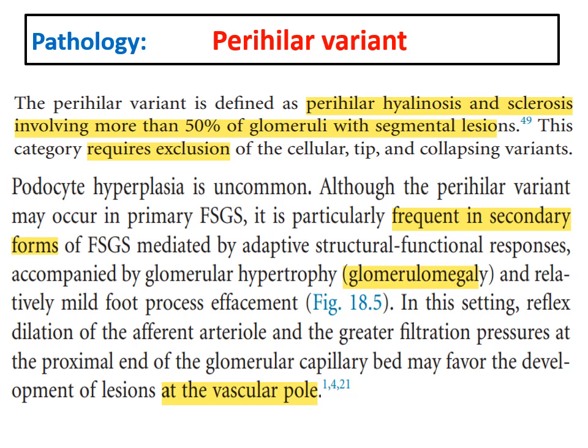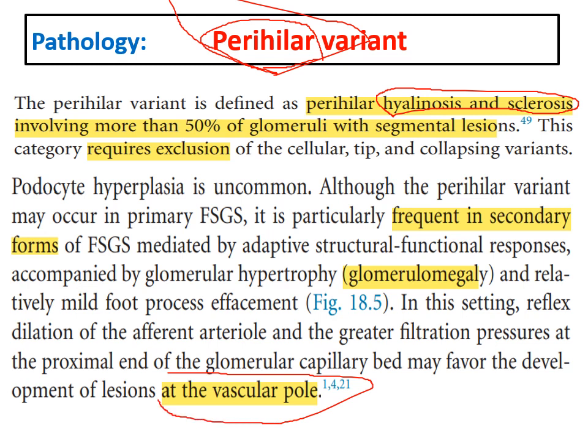Right. What about the Erbery-Hailer variant? What data should we know about the Erbery-Hailer variant? In the Erbery-Hailer variant, there is hyalinosis and sclerosis. The hyalinosis and sclerosis are usually present at the vascular wall of the glomerulus, and are more evident at the vascular wall.